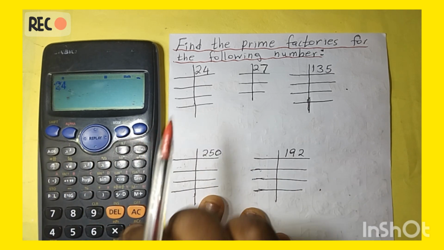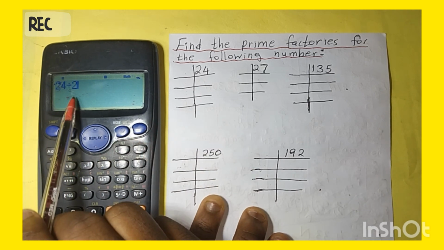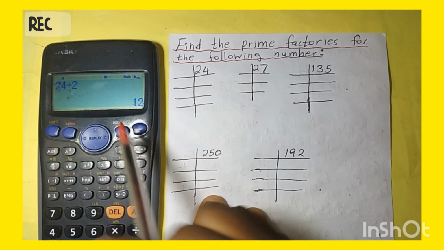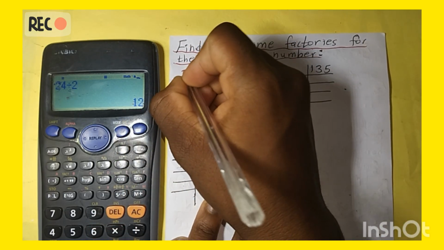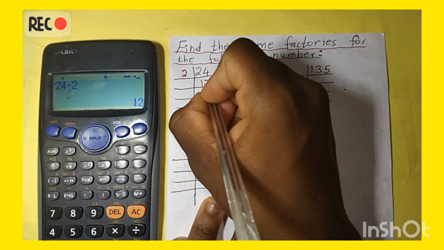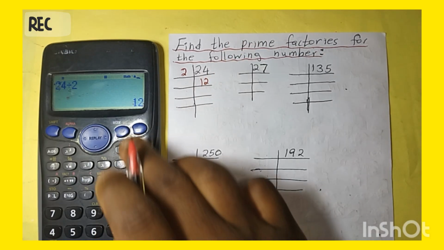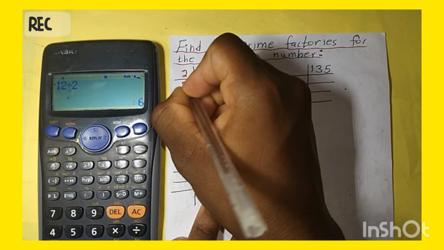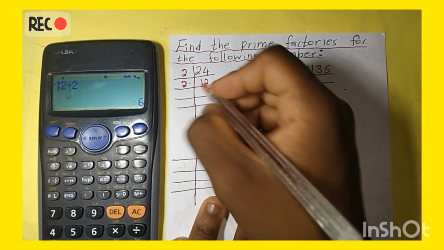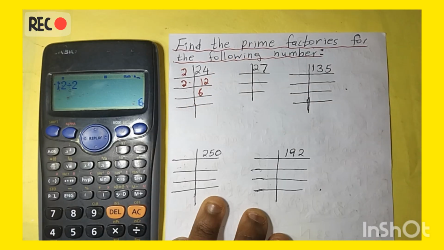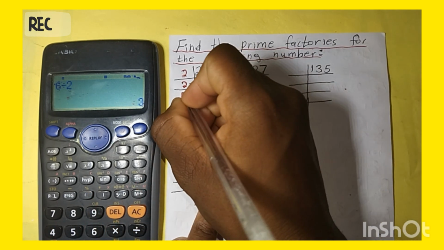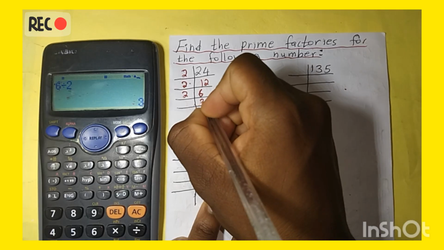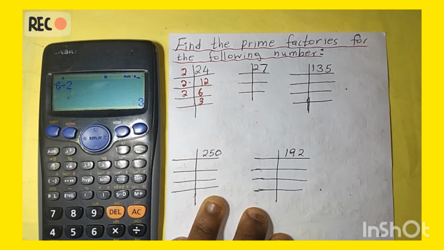You'll say 24 divided by 2, because all the time you're supposed to start with 2. You get 12. So if I divide 24 by 2, I'll get 12. And now I'll say 12 divided by 2. If I divide 12 by 2, I'll get 6. Do you see, guys? And now let's say 6 divided by 2. If I divide by 2, I'll get 3.